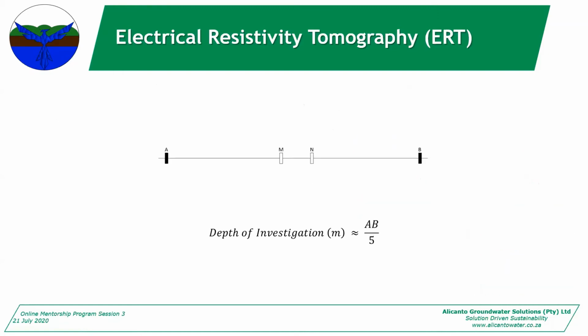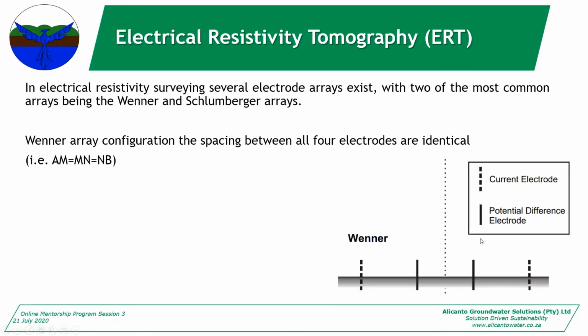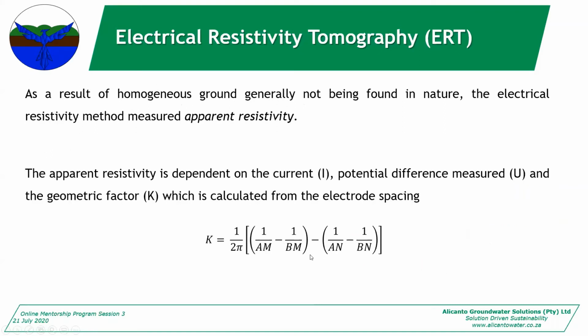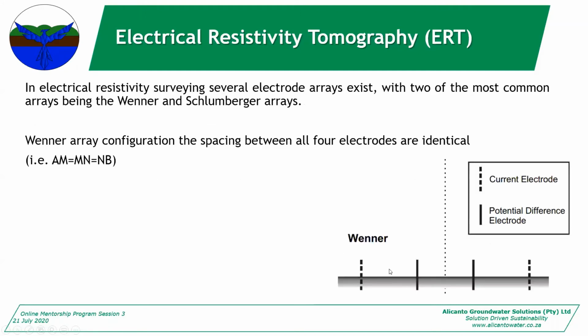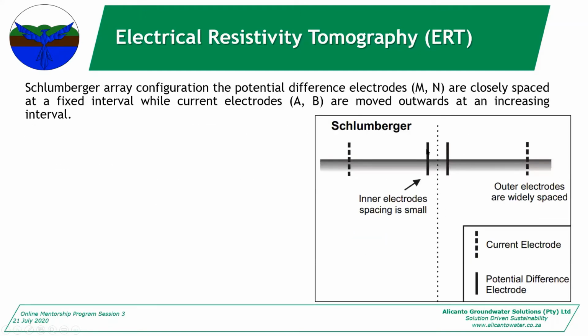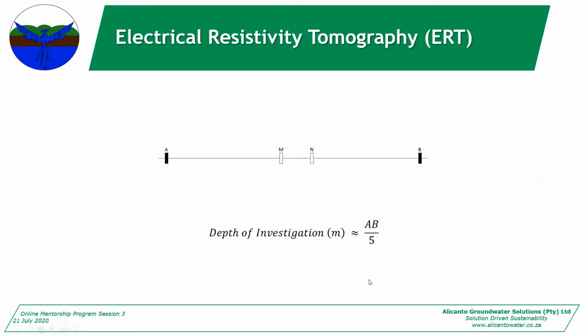Great. Okay, and your depth of investigation is more or less the distance between A and B divided by 5. So you can see with the Wenner array, as A and B get bigger in distance, so do M and N, which influences your geometric factor. And then Schlumberger is easy enough because you can fix your two inner electrodes and then you just move the other two electrodes to get your penetration depth.